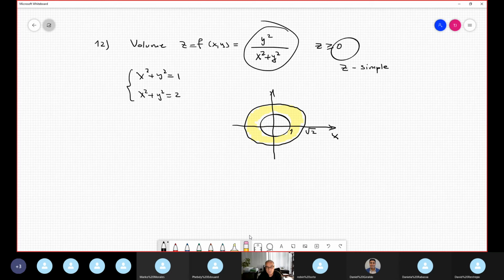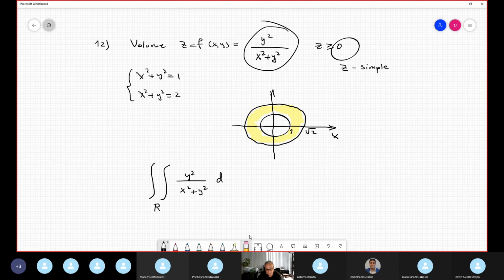Entonces, now I need to compute the volume. But we compute the volume using a double integral, no? Not necessary a triple integral. Of course, double integral in the region R. The region R is this yellow. And you suppose here it is the y, well, the height, no? The height is the function y squared over x squared plus y squared.